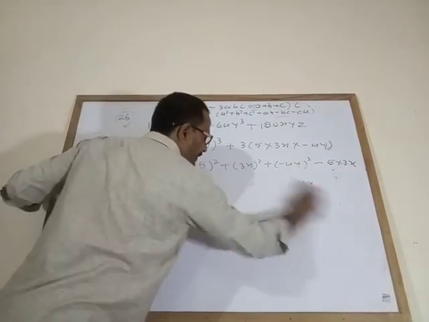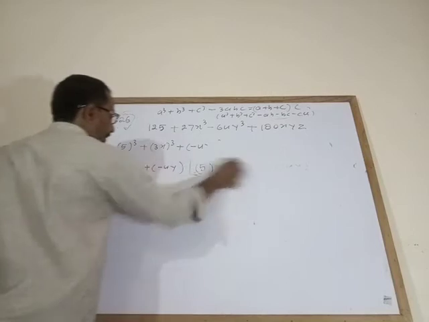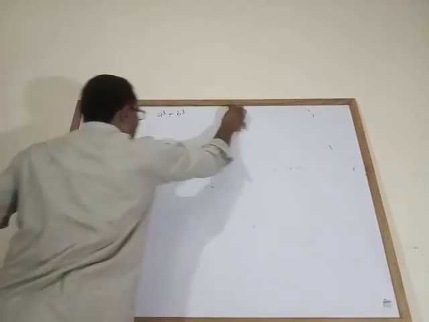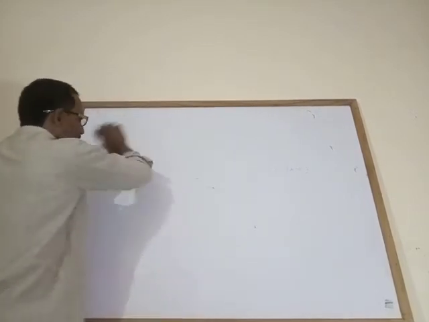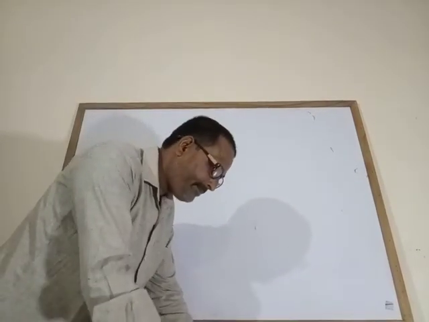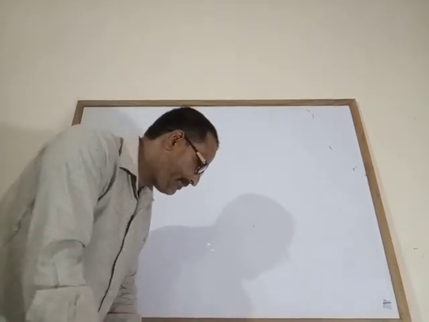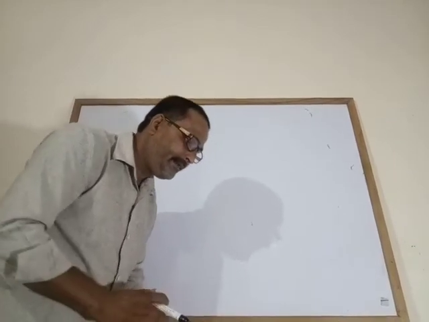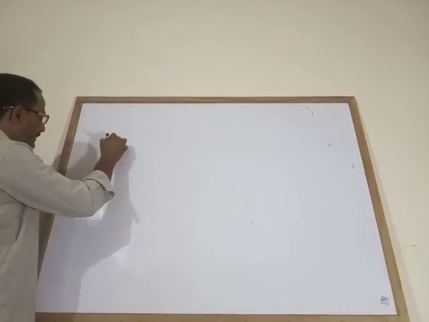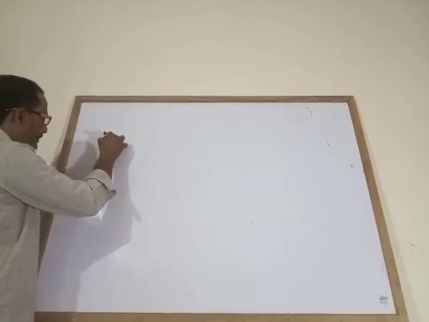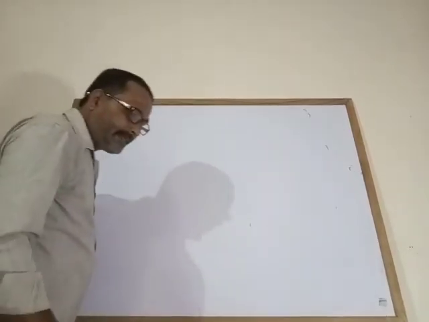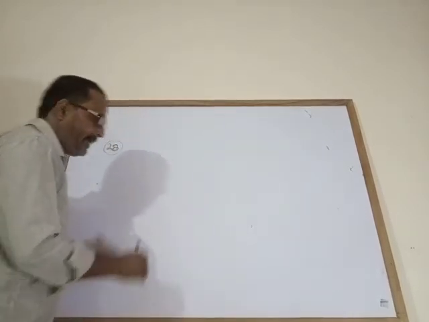Now question number 28. What is given in that question? You can see this. 28 is given, same formula. Question number 28 is given: x cube plus 343 y cube.